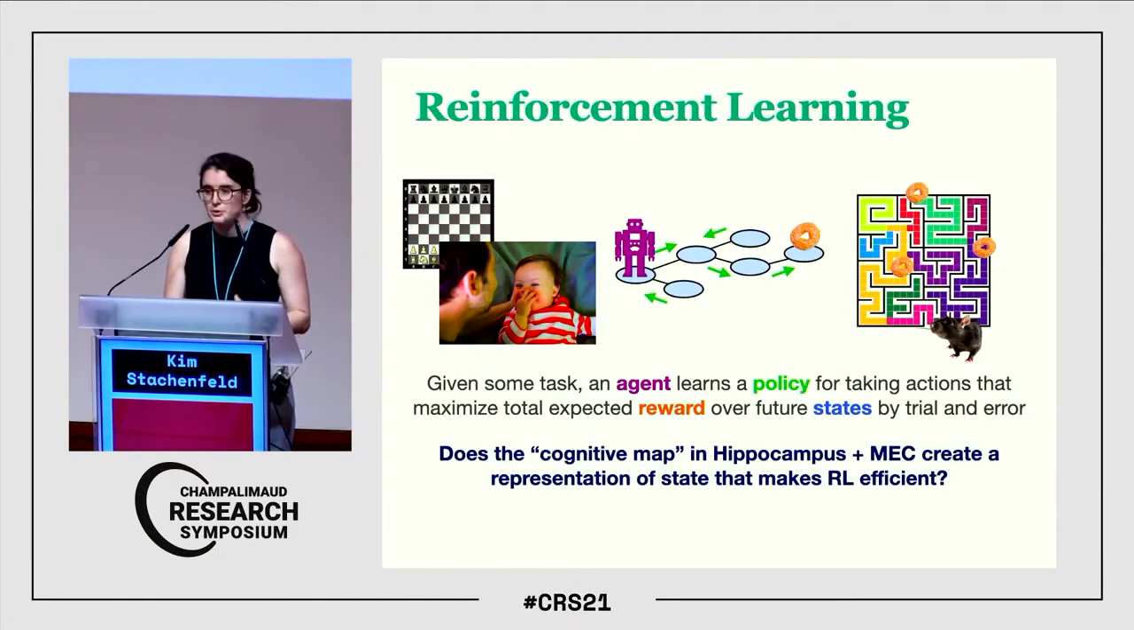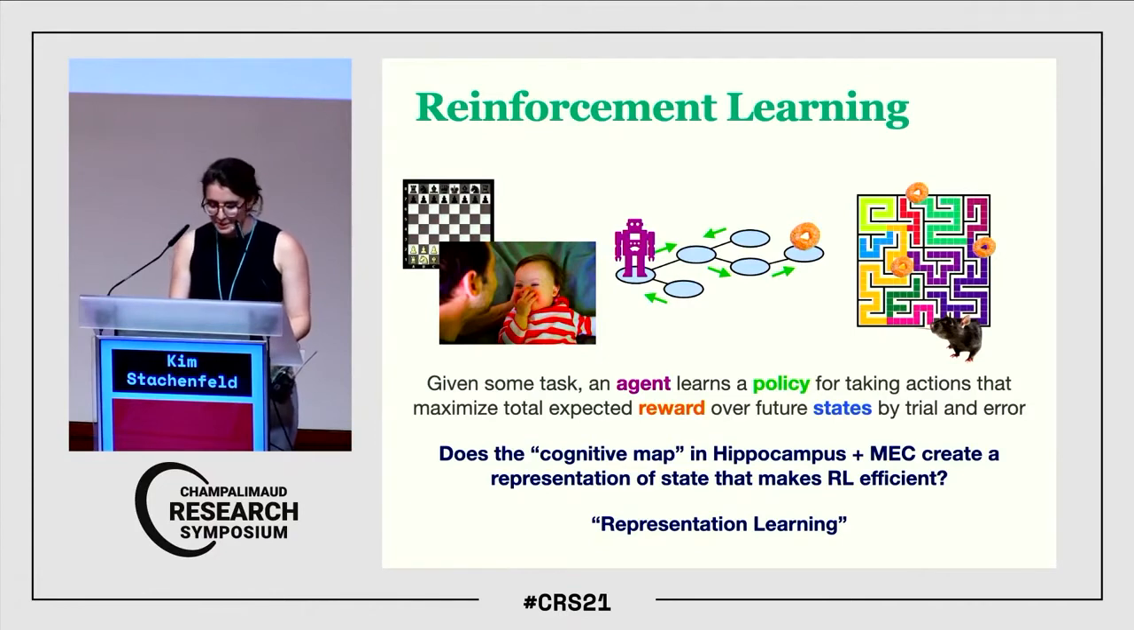So our question here that we're going to use to start considering hippocampal data is, does the cognitive map in hippocampus, does the way physical space is represented in hippocampus and entorhinal cortex create a representation of state that can make reinforcement learning more efficient? This is the way we'll set up this problem of representing the environment so as to make downstream computations easier. And this idea in machine learning is called representation learning, and it basically addresses this idea that you can learn a representation of space that's going to simplify future learning problems.